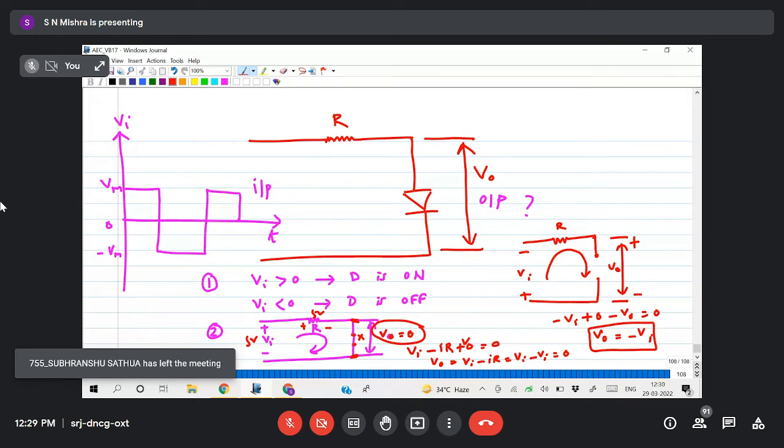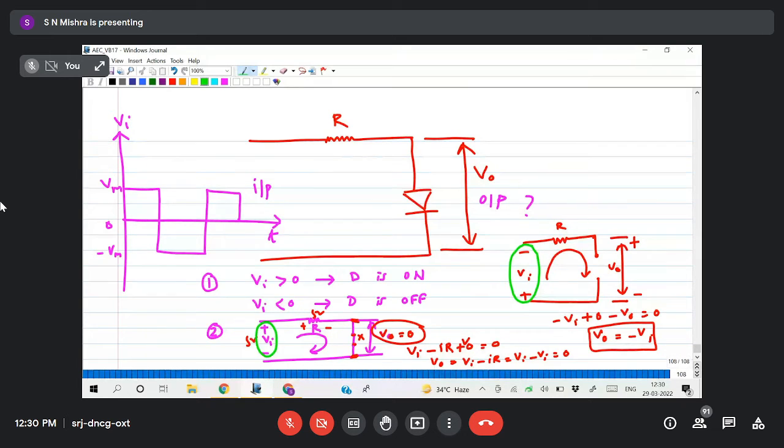Minus Vi. One thing you need to mark here: whatever condition I am taking, this plus minus, here minus plus, depends on that I am getting the sign convention. Here I am taking plus Vi, here I am taking minus Vi, so that I am getting here minus Vi. That means automatically plus or minus is coming.